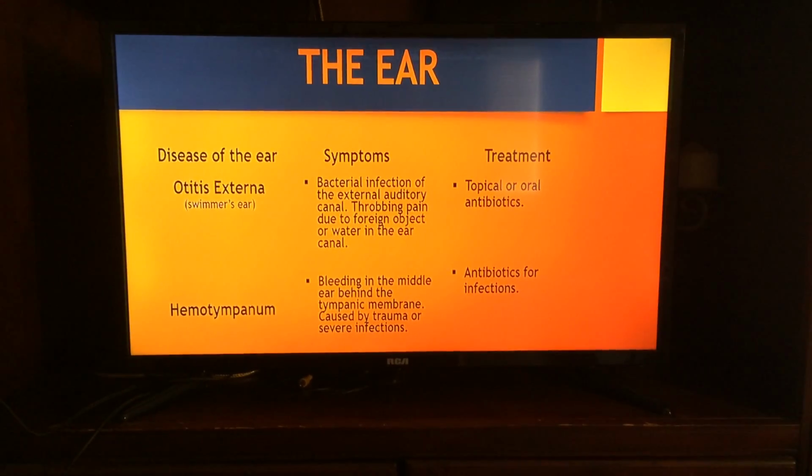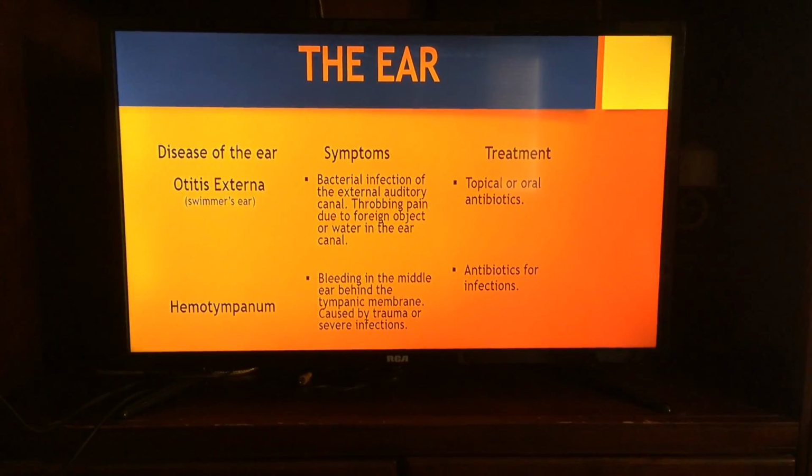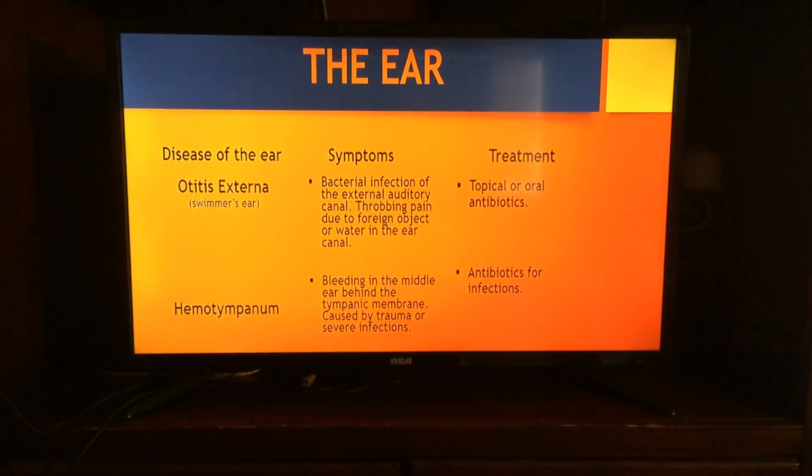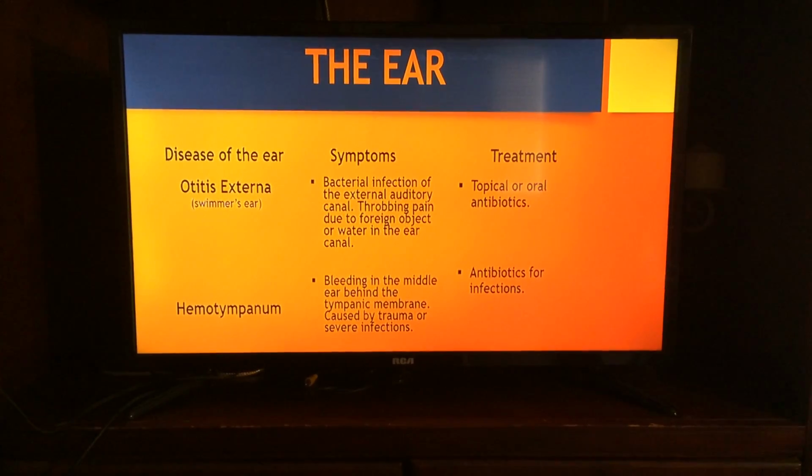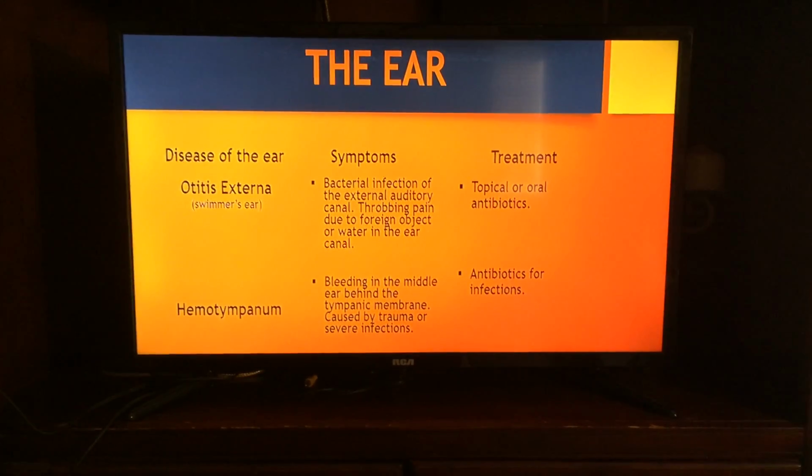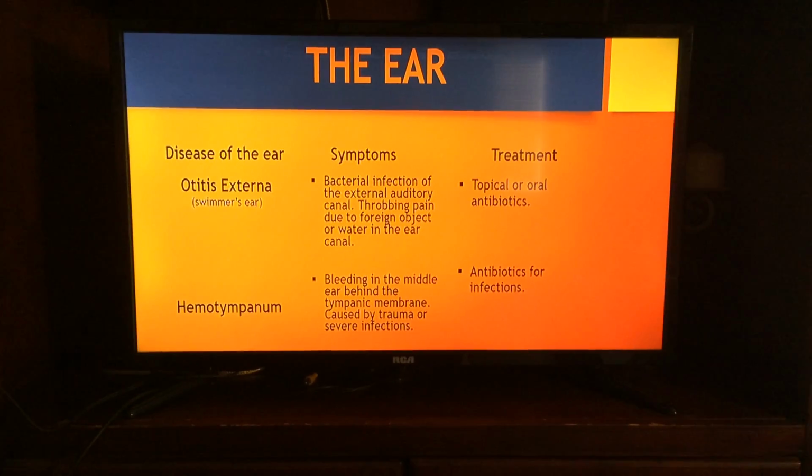Otitis externa, which is swimmer's ear, is a bacterial infection of the external auditory canal. Throbbing pain due to foreign object or water in the ear. You could use topical or oral antibiotics.